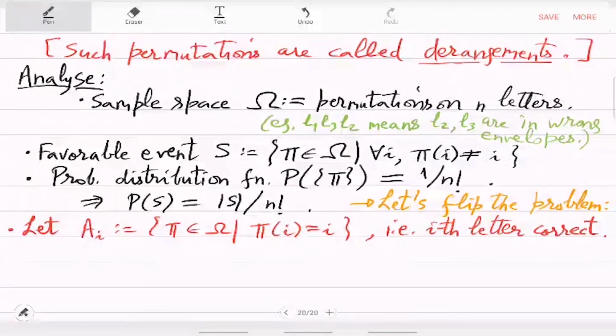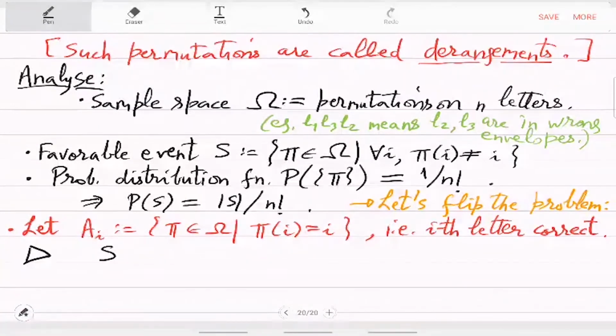Which means that let us look at those permutations, and hence that event, where the ith letter was correct. So, we are not saying anything about others, we are only putting a condition on the ith letter. So, that is correct. These are the events A_i, and we do this for all i from 1 to n, for every letter.